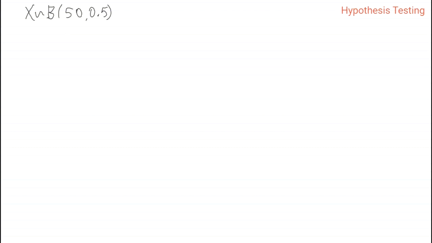Starting off with a binomial, we have our binomial here with our n value, the number of trials, being 50, and the probability of success of the trials being 0.5. Setting up a hypothesis test for this would give a null hypothesis of p equal to 0.5, and our alternate hypothesis being one of three options: p is greater than 0.5, p is less than 0.5, or p is not equal to 0.5.